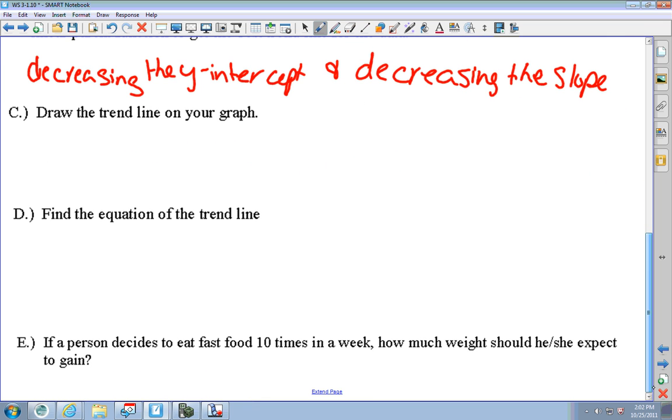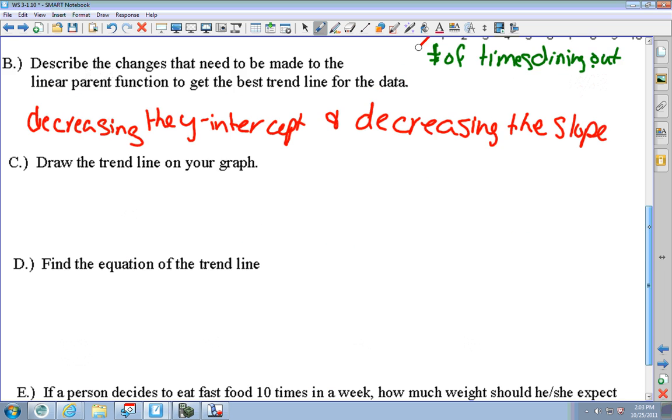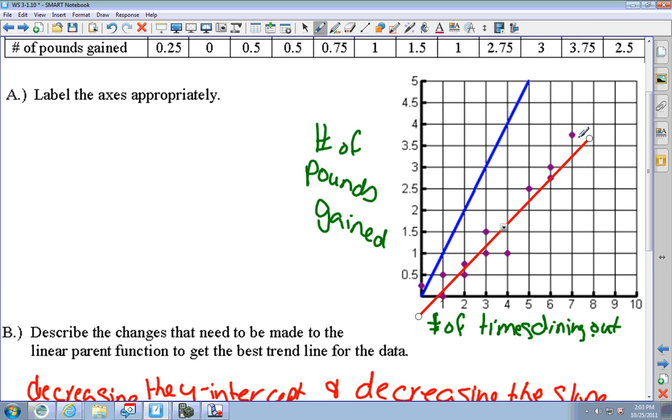Now the next one said to see if you could, let's go down to E first. If a person decides to eat fast food 10 times a week, how much weight should she expect to gain? So 10 times a week. Let me extend out my line a little bit.